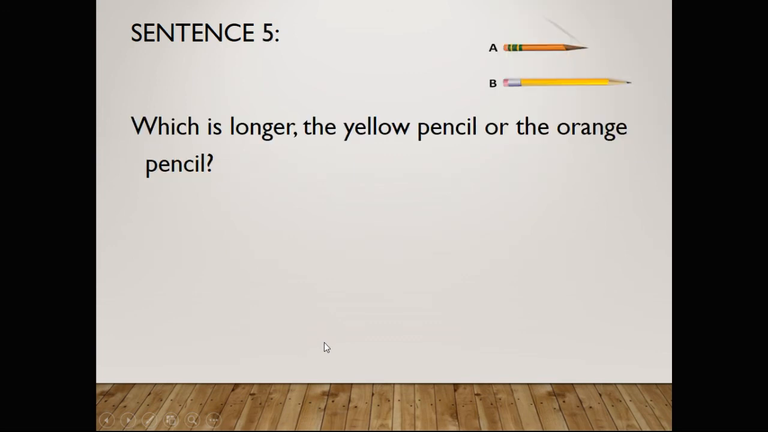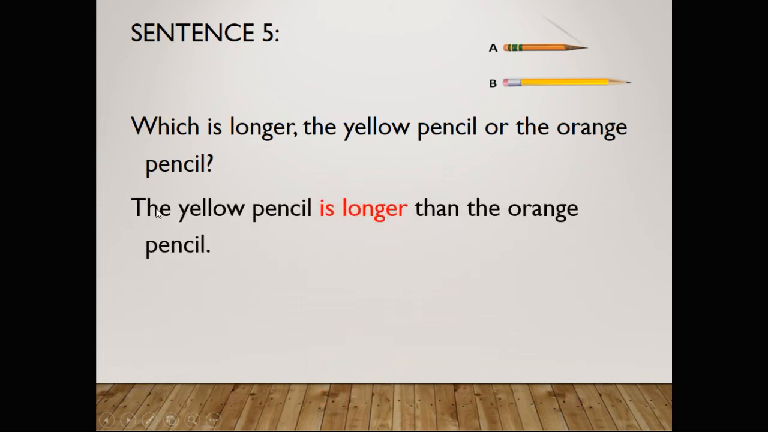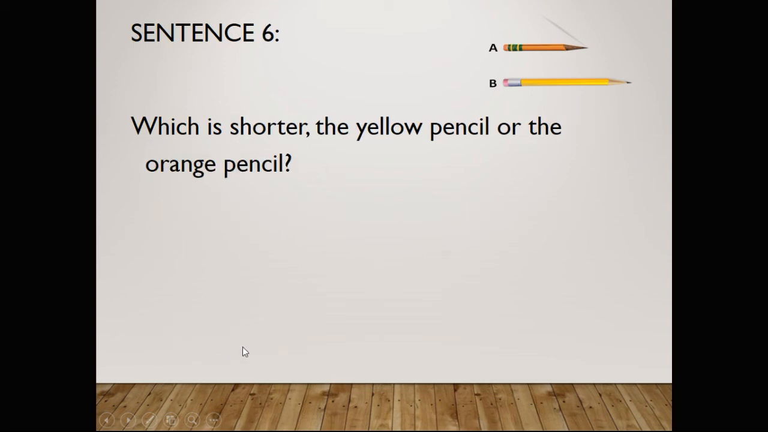Sentence number 5. Comparing two pencils. Which is longer, the yellow pencil or the orange pencil? And the answer is the yellow pencil is longer than the orange pencil. Now remember, orange starts with a vowel, so it's the orange pencil. Now the word longer is from the word long. Long, longer.